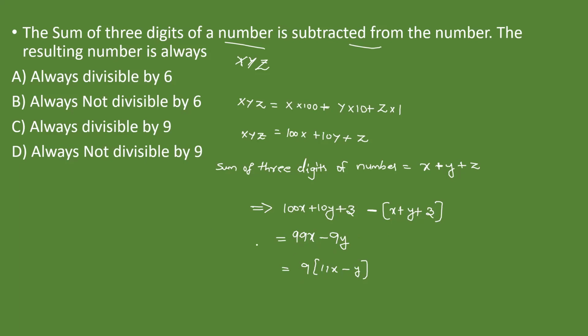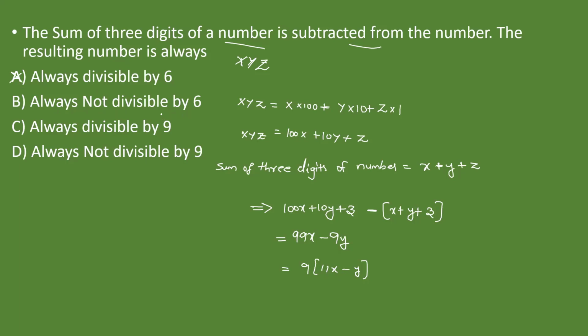Now come to our options. Is it always divisible by 6? We cannot say that this number is always divisible by 6; this is out of the context. Next, always not divisible by 6? That too we cannot say.